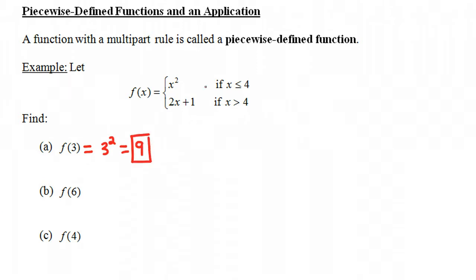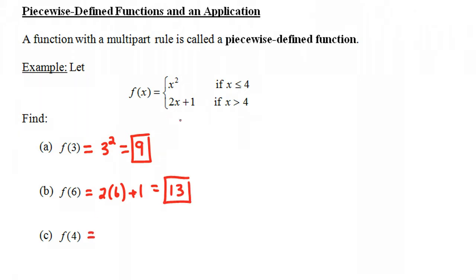Okay, f of 6, you have to decide, is 6 greater than 4 or less than or equal to 4? Of course, it's greater than 4, so we use the bottom formula. F of 6 is equal to 2 times 6 plus 1, which is equal to 12 plus 1, or 13. Okay, f of 6 is 13.